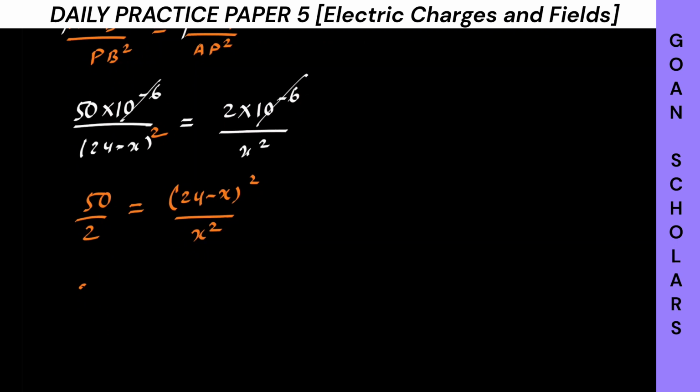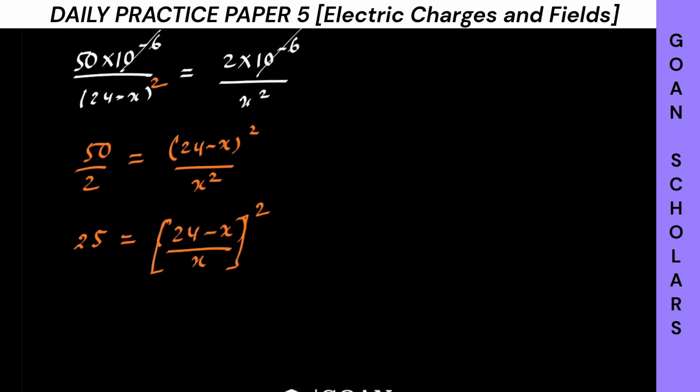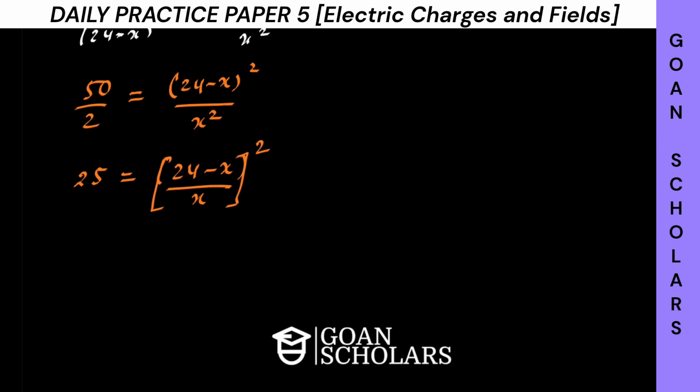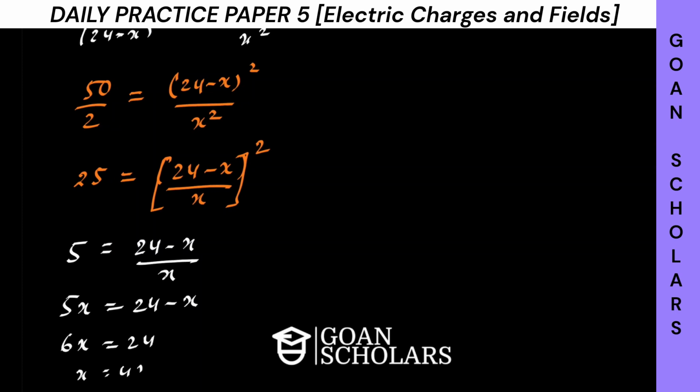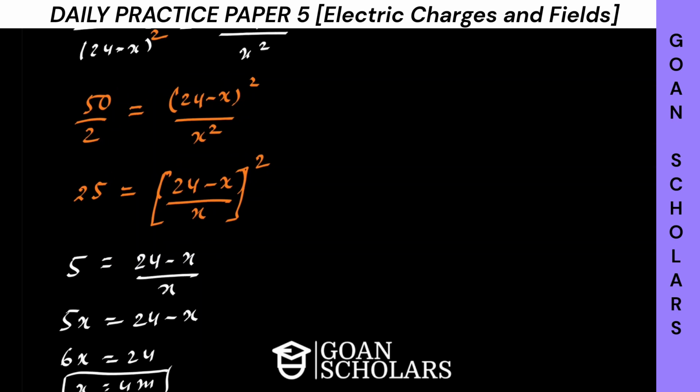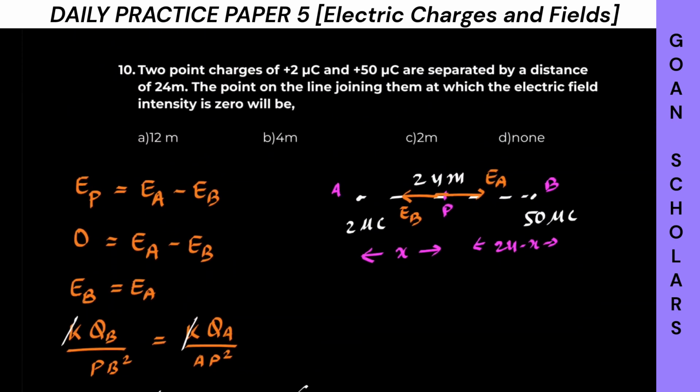Now 50 upon 2 is 25. That equals (24 minus x upon x) whole square. Taking the root on both sides, this will give us 5 equals (24 minus x) upon x. 5x equals 24 minus x, correct? 6x equals 24 and x equals 4 meters. That's our correct answer. Let's see if there is any option with 4 meters. Yes, option B. So this was paper 5.